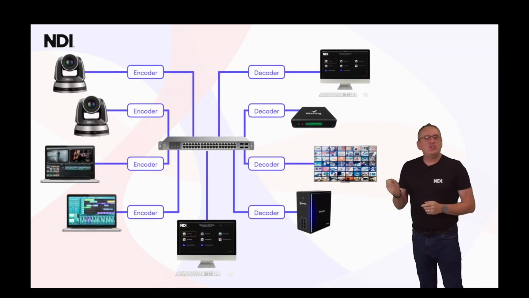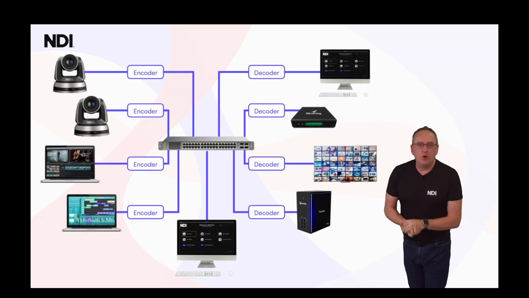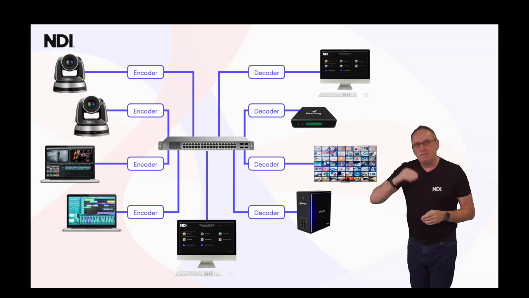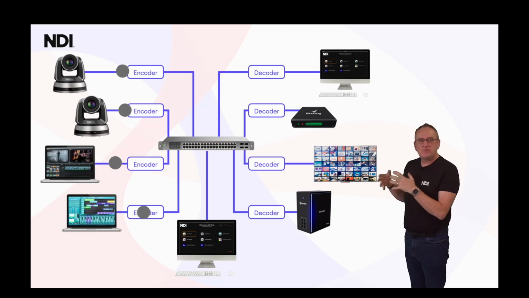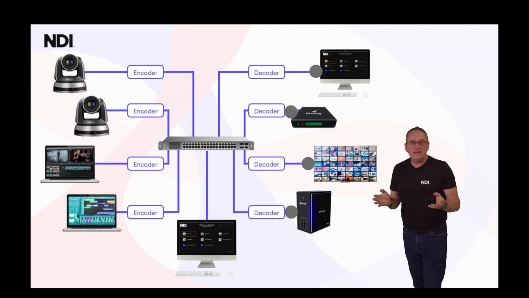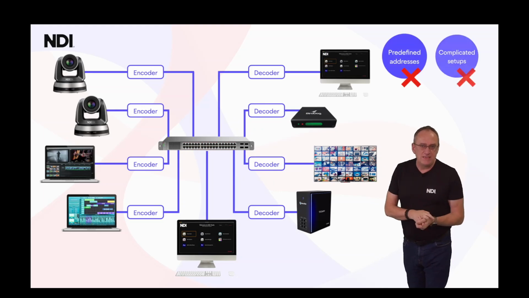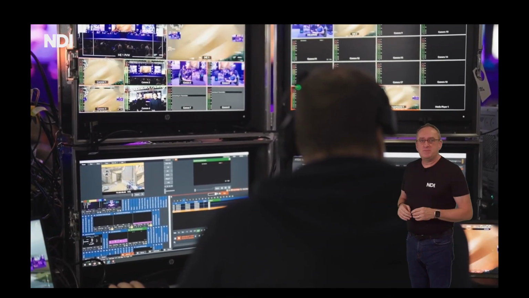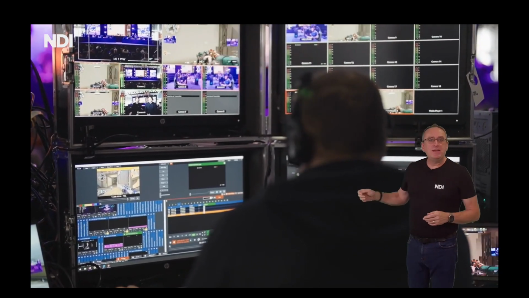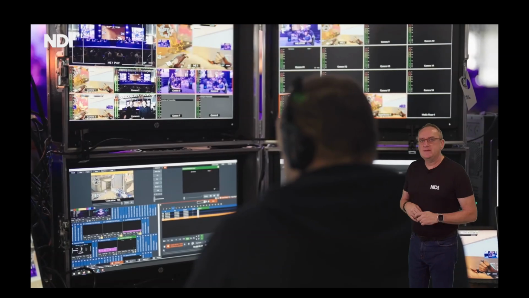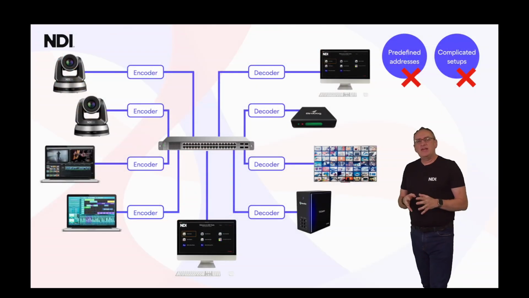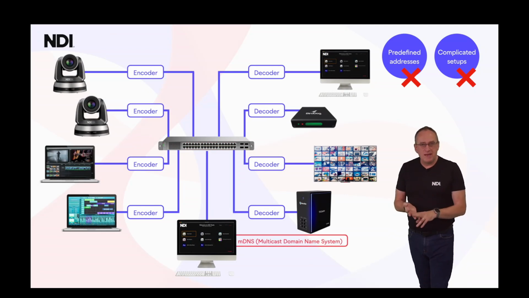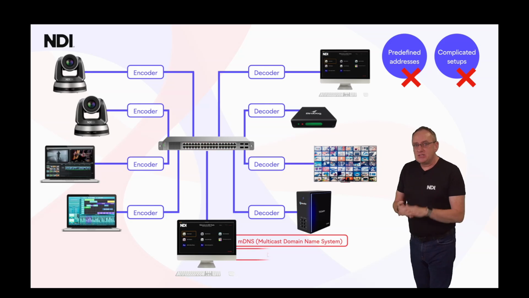One of the major advantages of NDI is its ability to operate with zero configuration. In traditional AV systems, each device has to be manually connected, but NDI allows devices to communicate over the network without needing predefined addresses or complicated setups. Crucial, really, for large-scale productions where hundreds of devices might be connected, and managing manual connections just would be too inefficient. Zero configuration is possible through two methods, mDNS, which is Multicast Domain Name System, and Discovery Service.